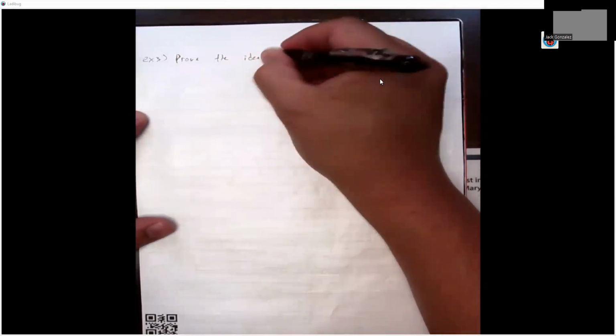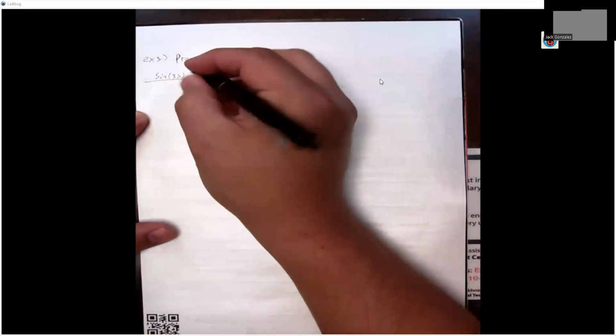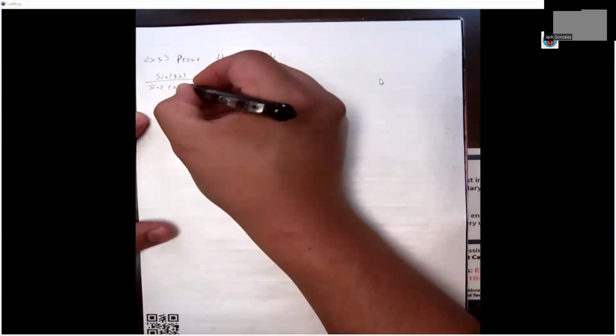Let's do a proof now. Show that this is equal to 4 cosine minus secant. So this is the test question. Where would you start?